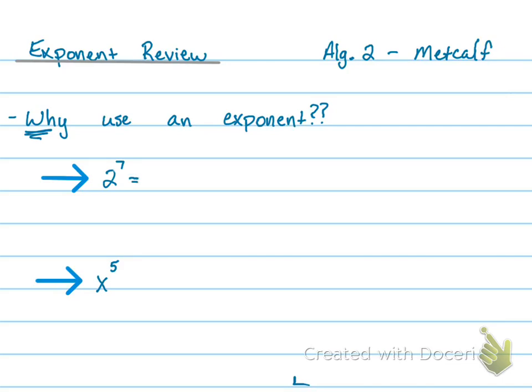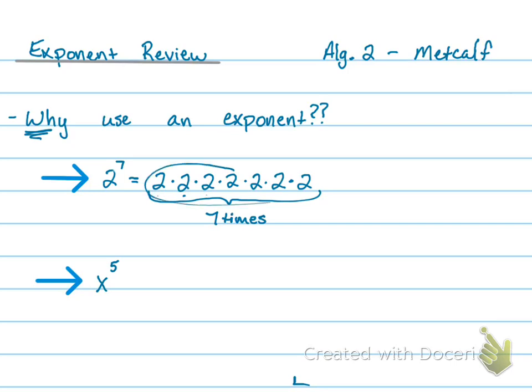All right, so 2 to the 7th power really means we are taking the number 2 and we are multiplying it by itself 7 times. So you got 2 times 2 times 2 times 2, all right, 7 total times. So 1, 2, 3, 4, 5, 6. I need one more. All right, 7. So it's 7 times that you are multiplying 2 by itself.